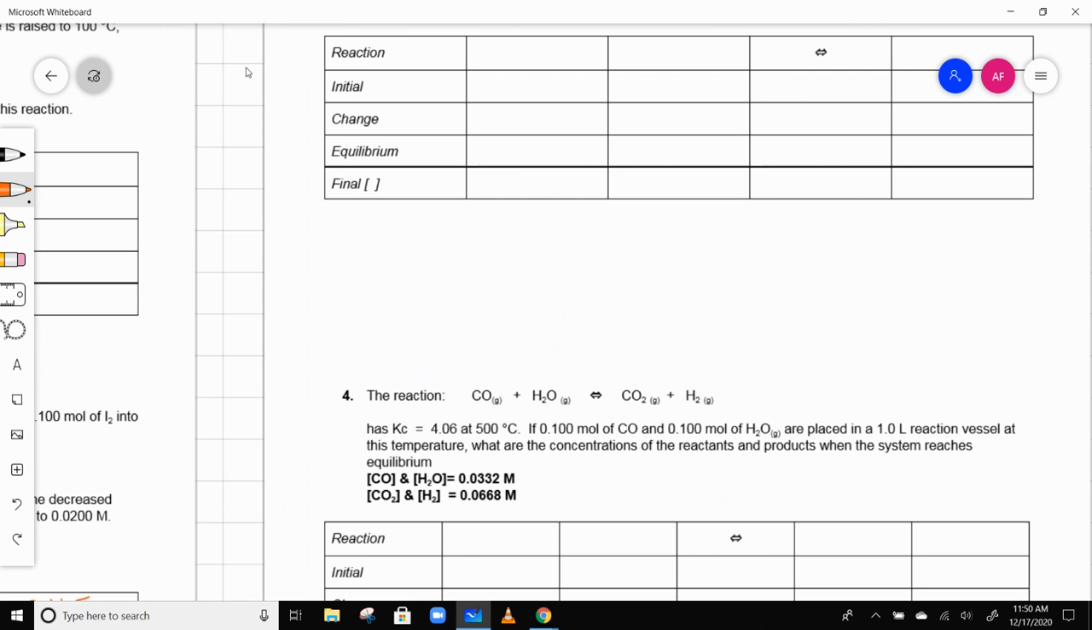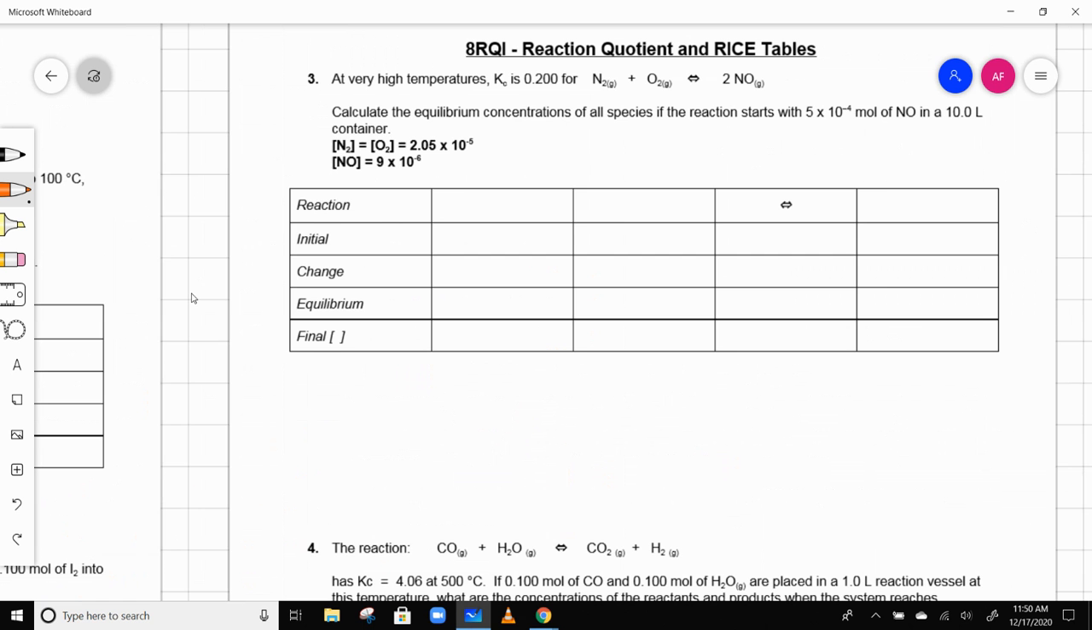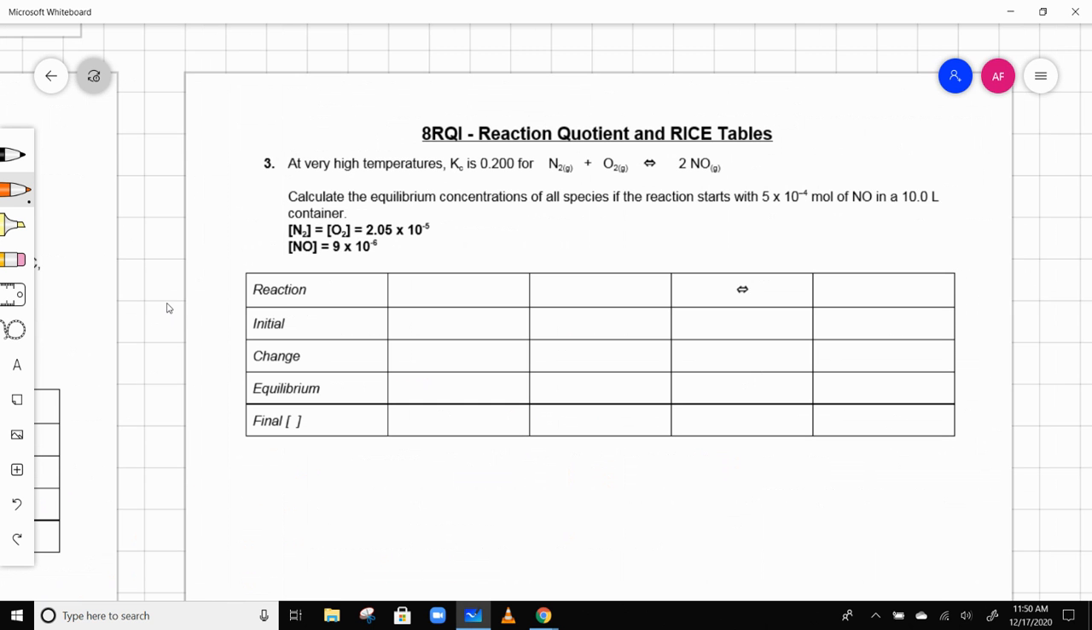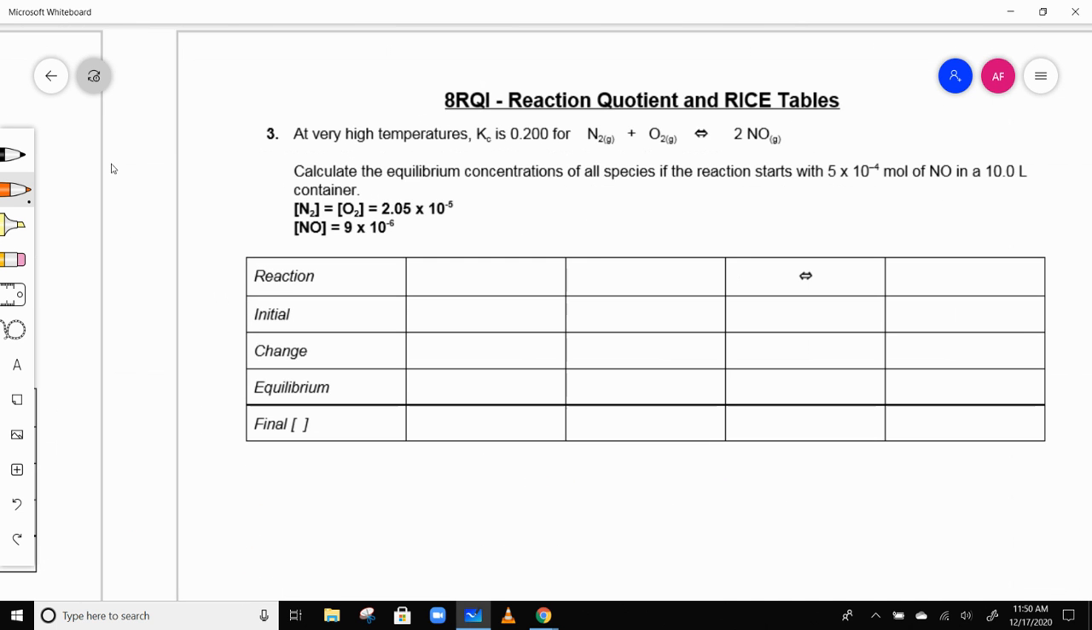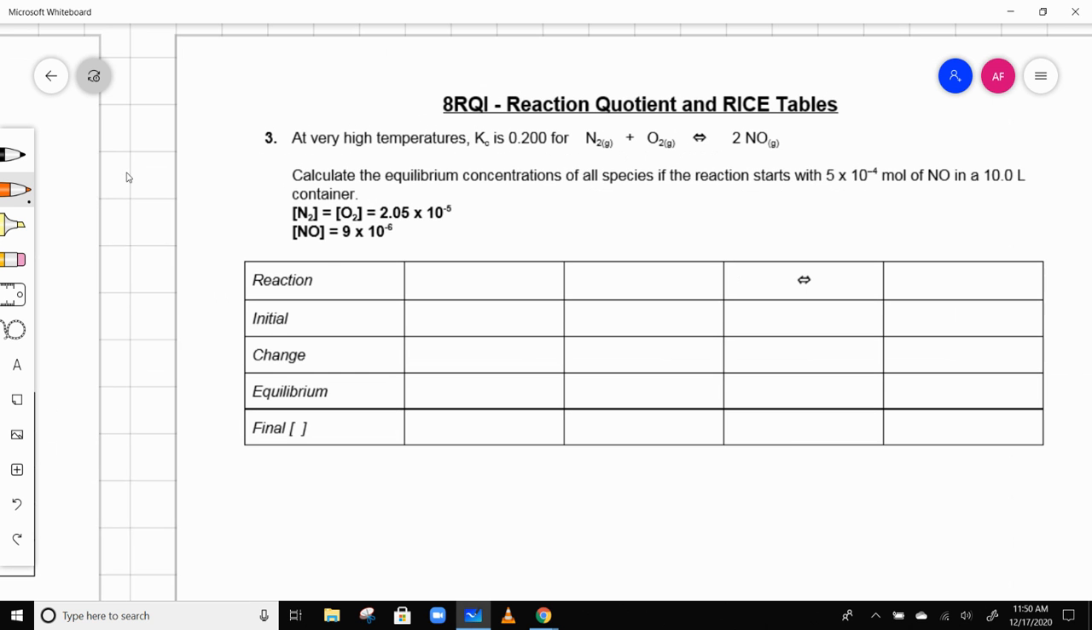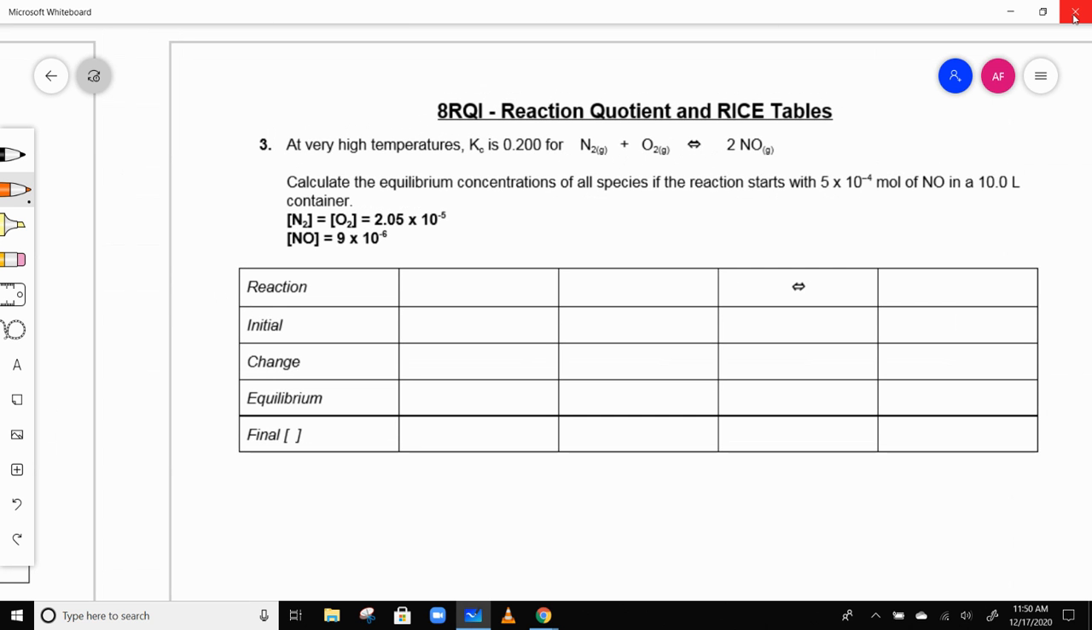Okay, number 3. Number 3 is what I was just doing, actually. So this is really what we use rice tables for. This is the kind of problem we're going to use rice tables for, okay? This is the most useful one. So here we start with the reaction: N2 plus O2 yields 2NO.